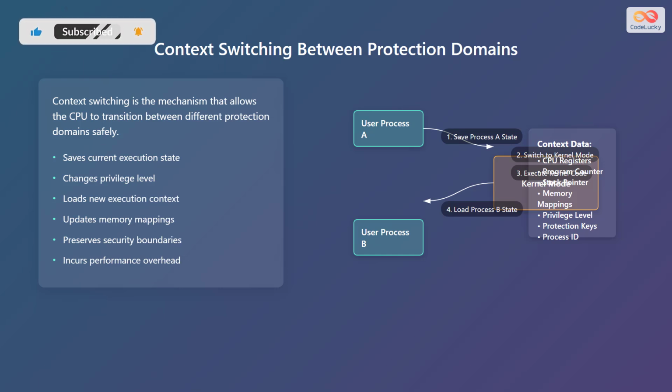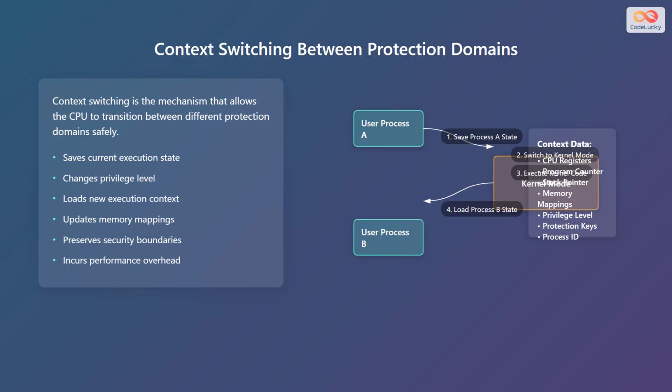Second, it changes the privilege level. The operating system switches to the privilege level of the next process to be executed. Third, it loads a new execution context. The operating system loads the saved state of the next process to be executed. Fourth, it updates memory mappings. The operating system updates the memory mappings to reflect the memory space of the next process to be executed.